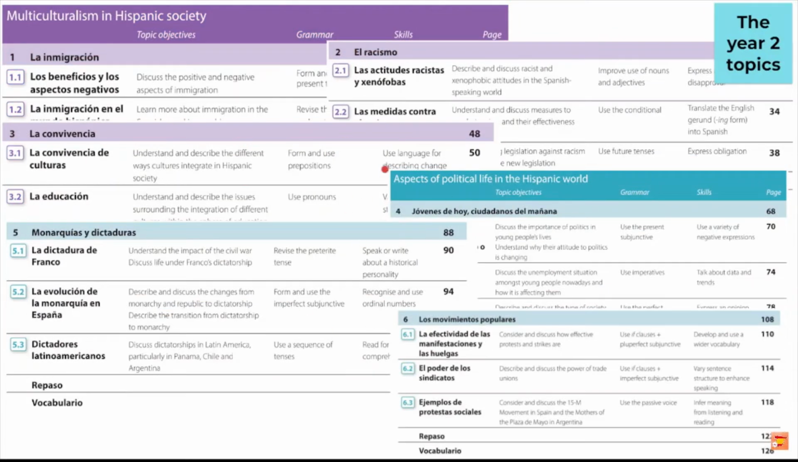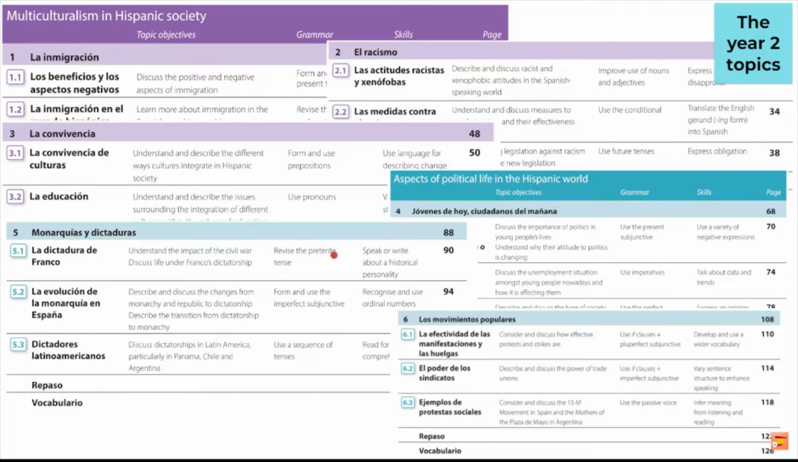This is the contents of the Year 2 book. The complexity of the topics definitely increases in the second year. The topics La Inmigración, El Racismo, and La Convivencia come under multiculturalism in Hispanic society. The other 3 topics, Jóvenes de Hoy, Ciudadanos del Mañana, Monarquías y Dictaduras, and Los Movimientos Populares, come under aspects of political life in the Hispanic world.